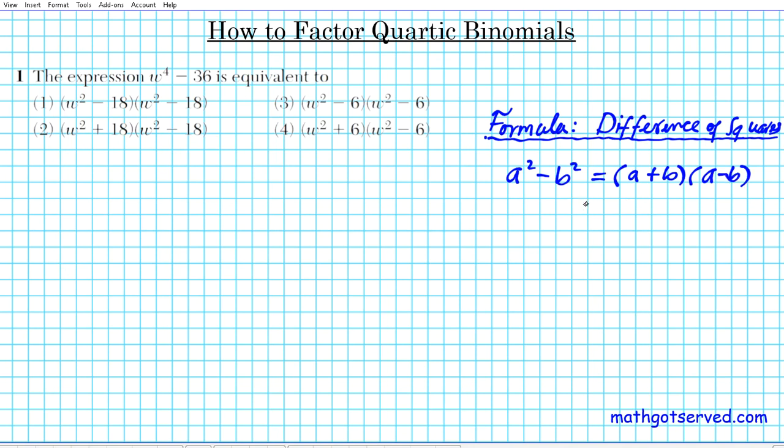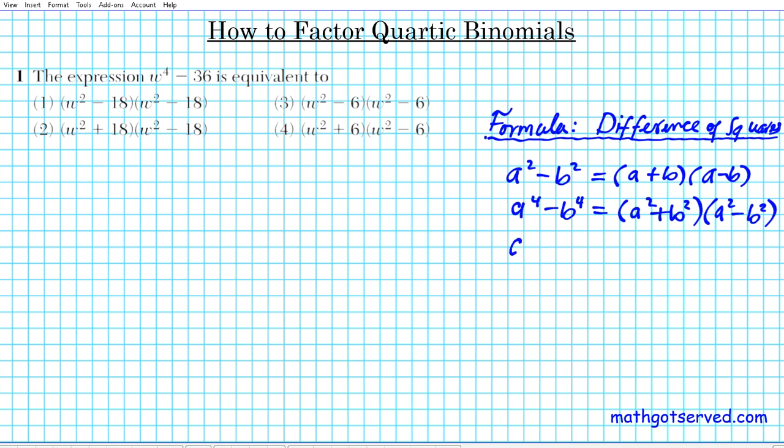Remember, when you're taking the square root, you're dividing the power by 2. Now we can extend this formula to any difference of binomials where the powers are even and the same. Check this out. What if we have a to the fourth minus b to the fourth? All we'll do is square root these terms and express them as a sum and a difference. The root of the first term is a square, the root of the second term is b square. So a square plus b square times a square minus b square.